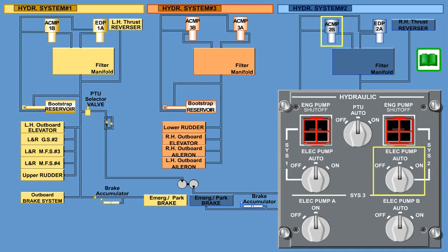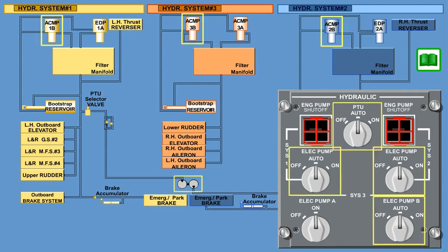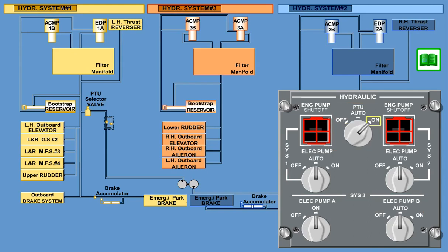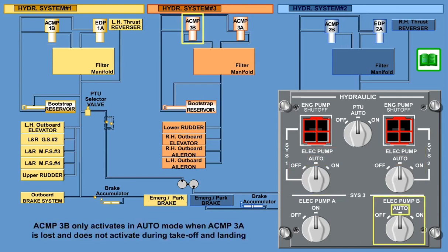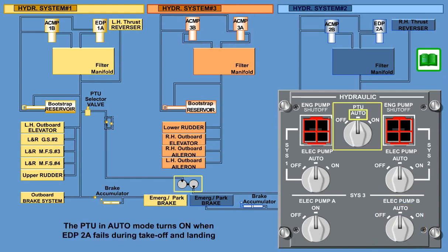ACMPs 1B, 2B, 3B, and the PTU use 3-position double-pole switches, while ACMP 3A uses a double-position switch. Each backup ACMP has its own rotary switch that can put the ACMP or PTU into auto control, off or on. In auto mode, ACMPs 1B and 2B turn on automatically during takeoff and landing, or when primary pump pressure is lost. ACMP 3B only activates in auto mode when ACMP 3A is lost and does not activate during takeoff and landing. Similarly, the PTU in auto mode turns on when EDP-2A fails during takeoff and landing.